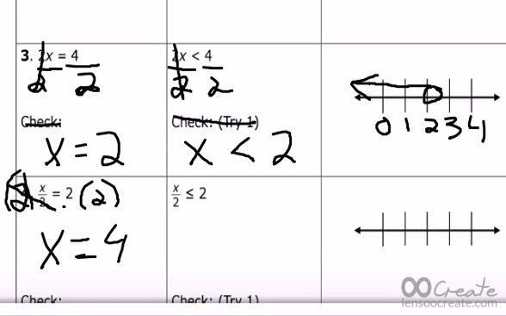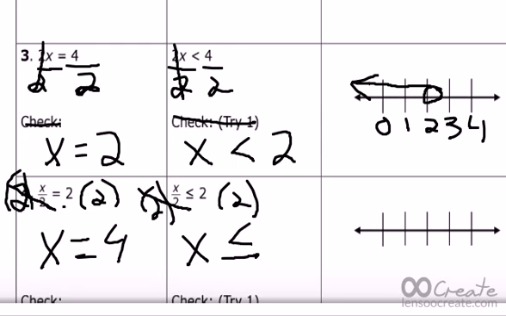Just like we did in the equation, the inequality is solved the same way. We have x divided by 2, so the opposite of division is multiplication. We multiply both sides by 2. And on the first side, the 2's will cancel out, and we'll have x is less than or equal to 2 times 2, which is 4.